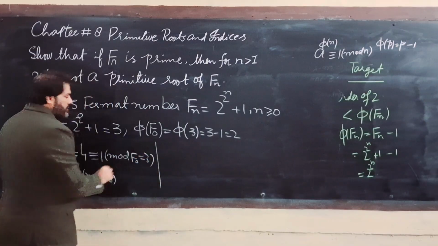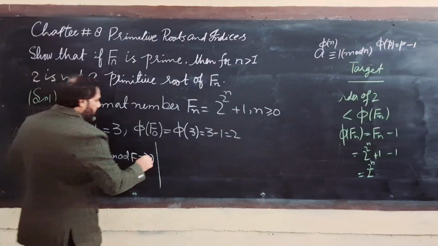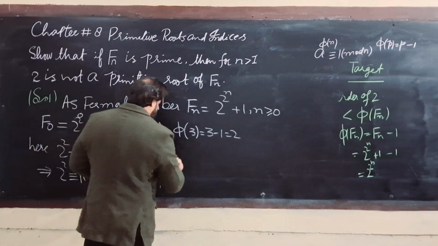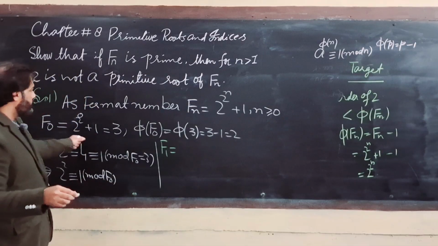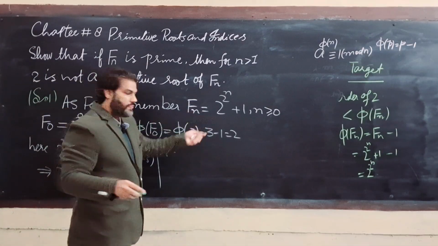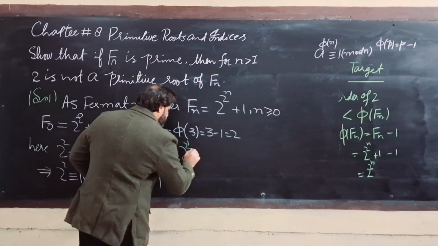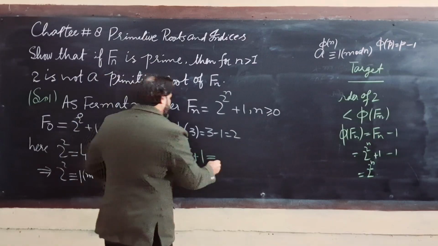Further, I show that 2 is also a primitive root of F1. What is F1? How can we evaluate F1? By just putting n equal to 1 here. This gives 2 raised to power 2^1 plus 1, which is equal to 5. Simply.